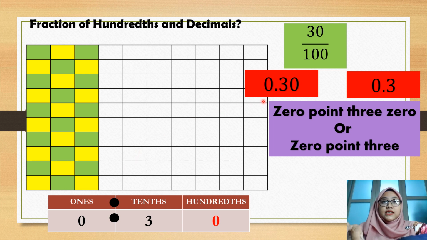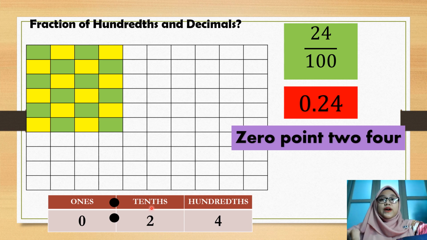We transfer it into the decimal places table. Ones is 0, decimal point, tenths is 3, 0 for hundredths. So we can also write it as 0.3 because the hundredths is 0. So we call it 0.30 or 0.3.